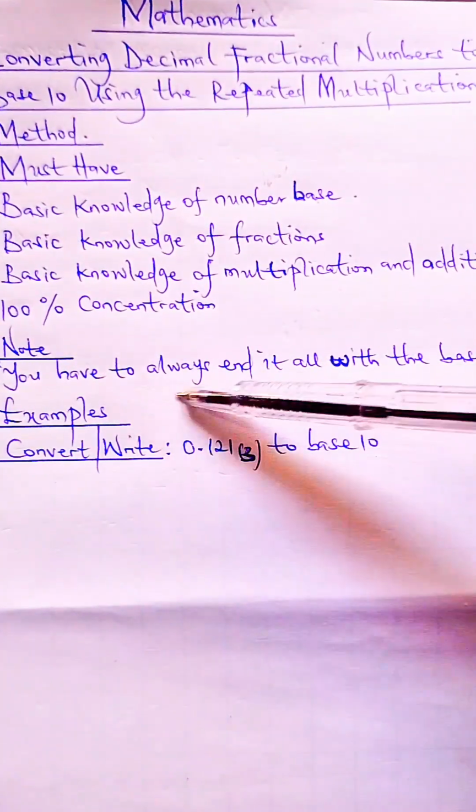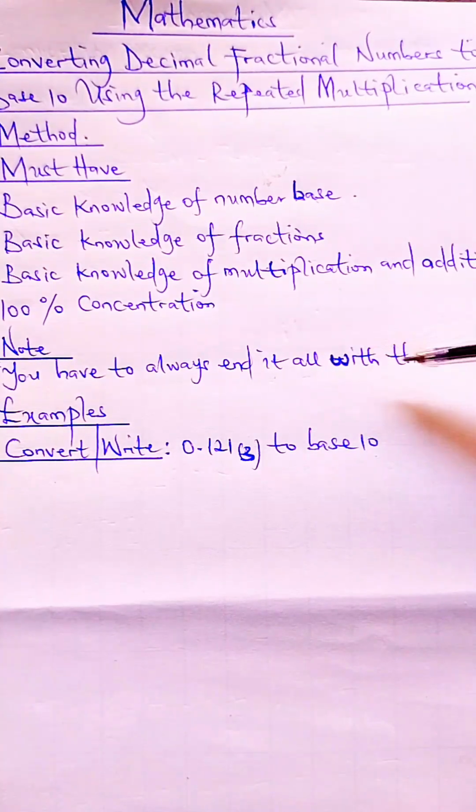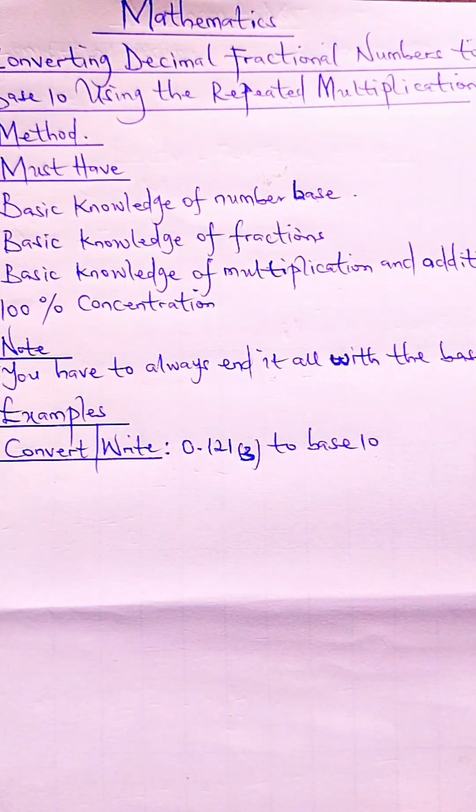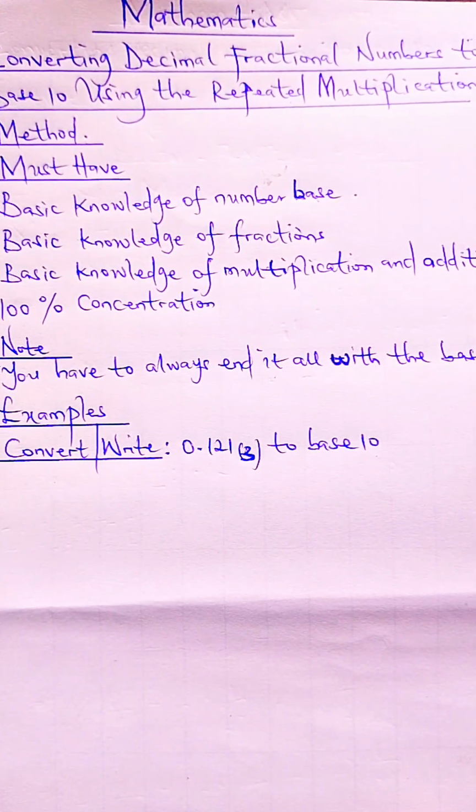Now you have to always end it all with the base. Whenever you're converting decimal fractional numbers to base 10 using the repeated multiplication method, which I call the RMM, you have to end everything you're doing with the base. Everything ends with the base. Whether or not you've used the last number, you just have to end it all with the very base.